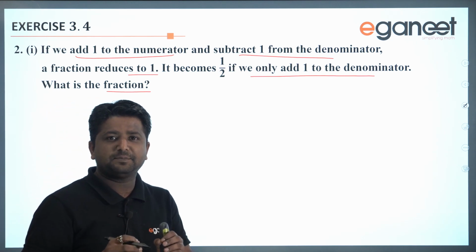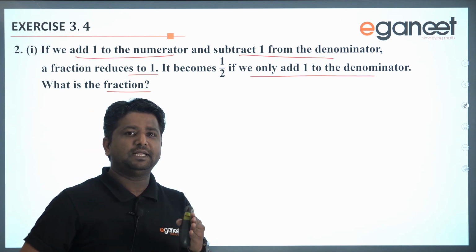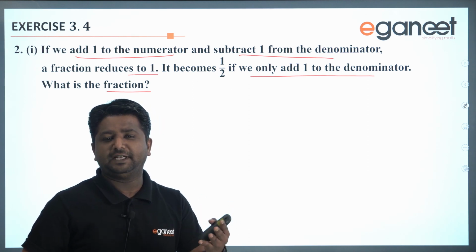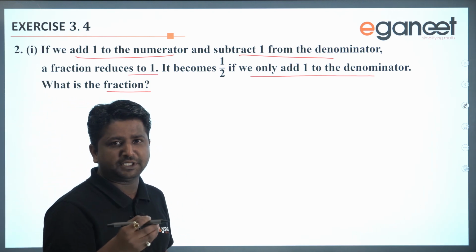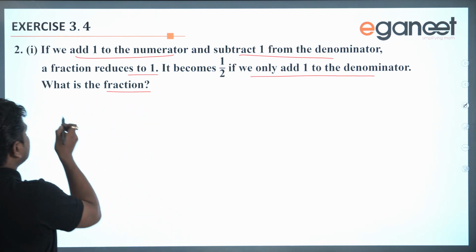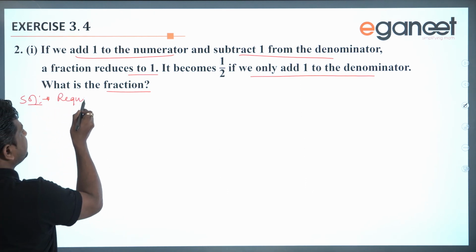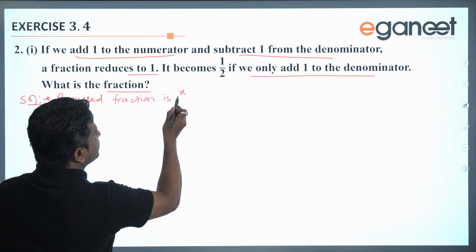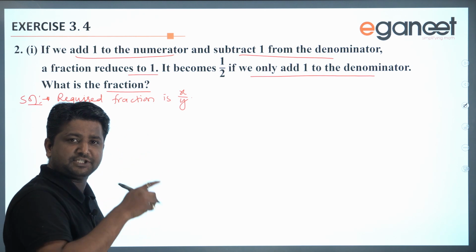As this is an example based on the elimination method, it means we are going to form two linear equations in two variables, right? So can you identify which are the variables here? Every fraction is in the form of numerator upon denominator. So we will consider that the required fraction is in the form of x upon y. So let's begin with the solution. Let us consider that the required fraction is x upon y, right? That's the first step. Now let's convert the first condition into an equation.